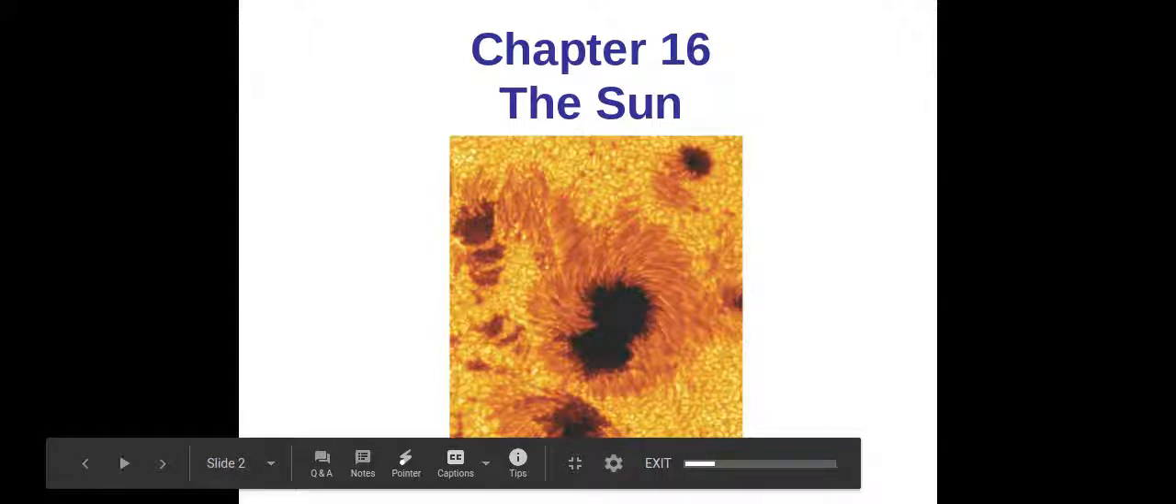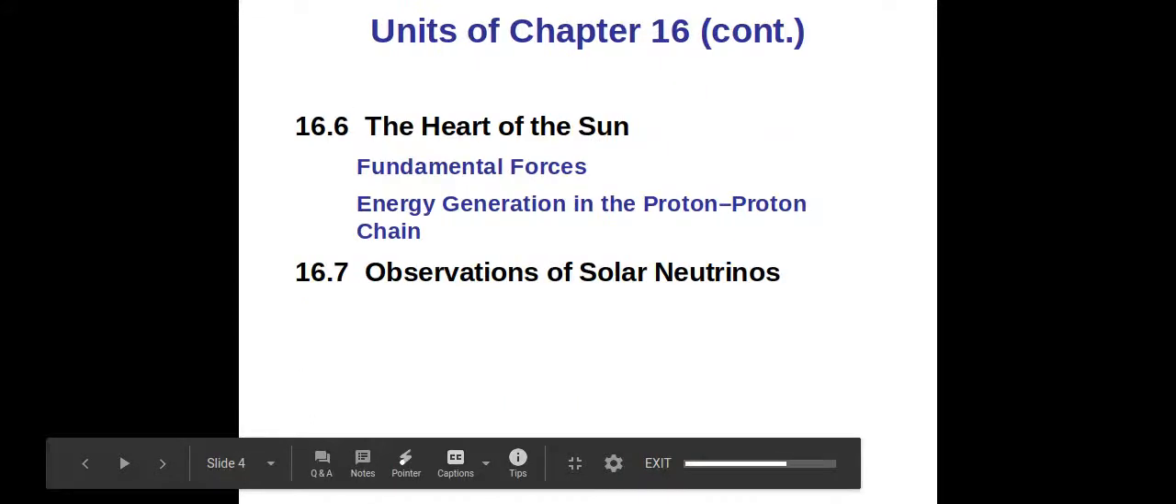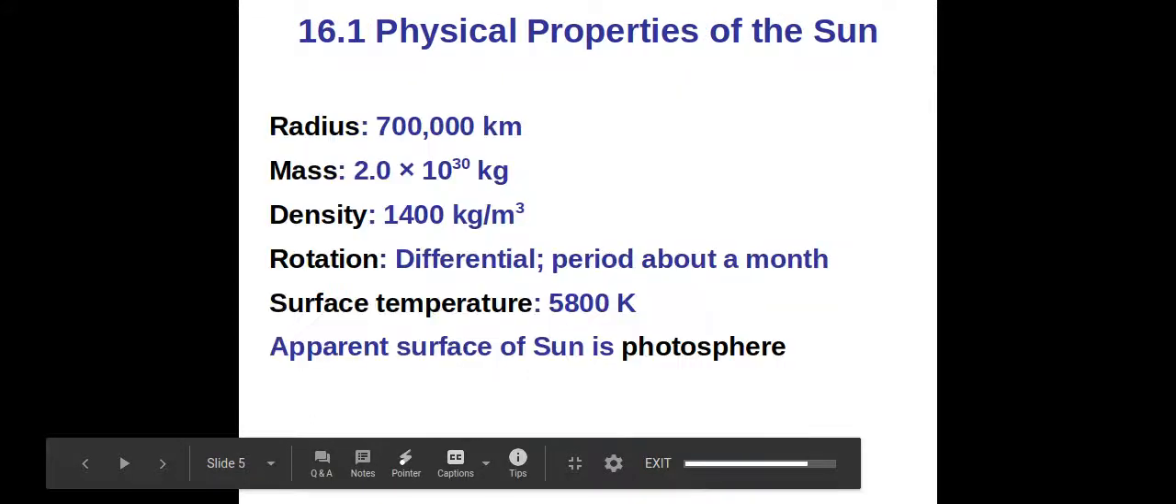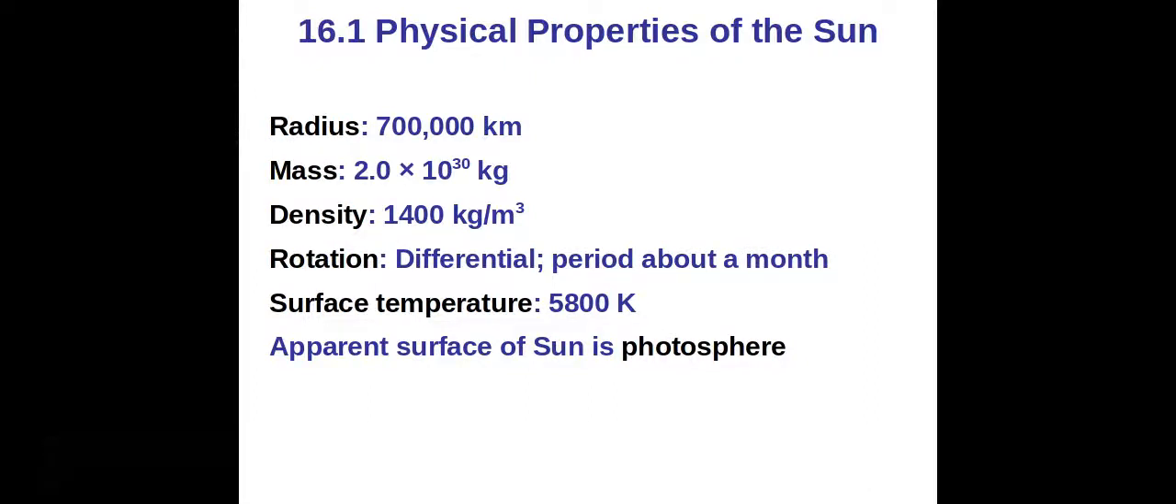Hey guys, the next thing that we're going to talk about is the sun. So, just some measurables, if you will. The physical properties of the sun: the radius is about 700,000 kilometers. You do not need to memorize any of this stuff.